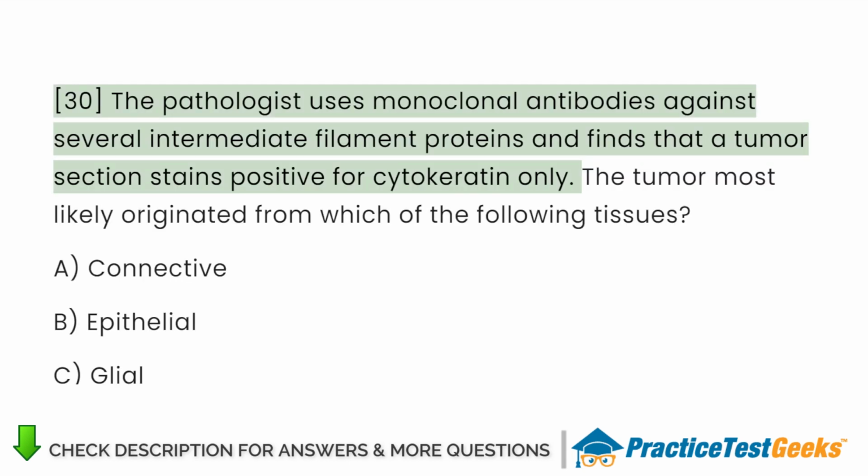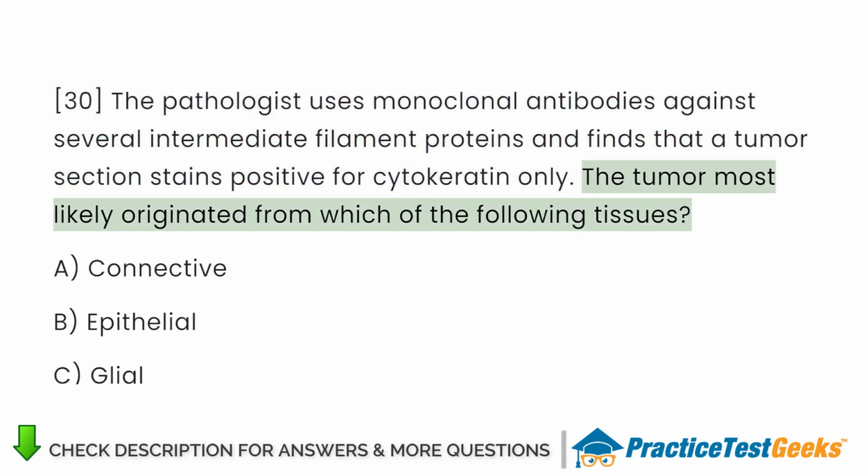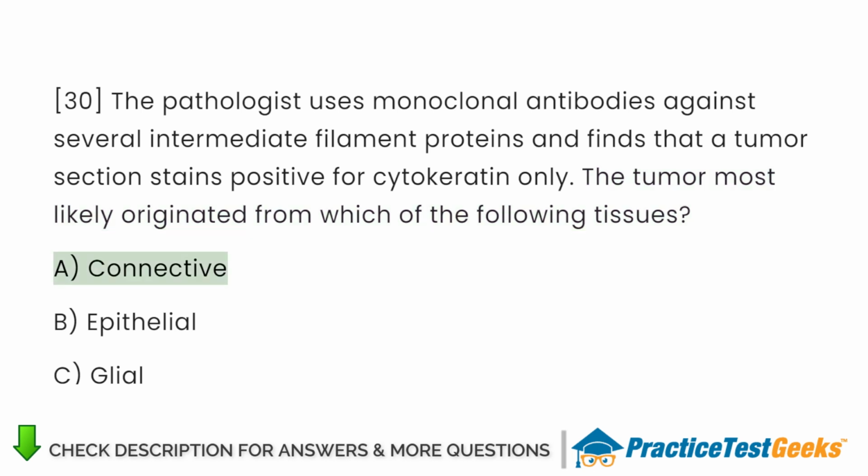The pathologist uses monoclonal antibodies against several intermediate filament proteins and finds that a tumor section stains positive for cytokeratin only. The tumor most likely originated from which of the following tissues? A. Connective. B. Epithelial. C. Glial.